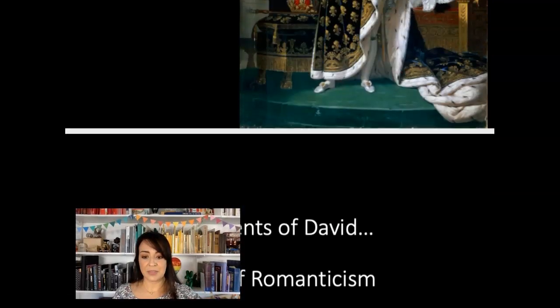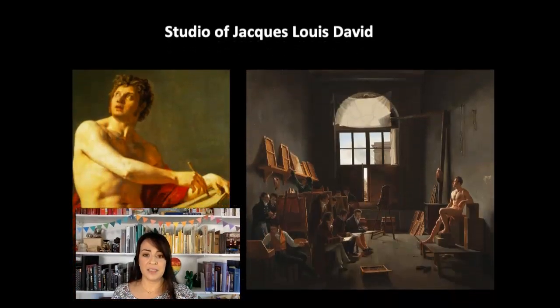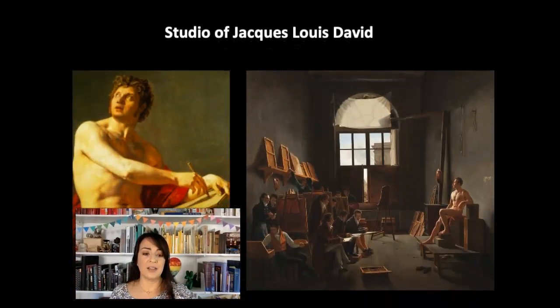What does this mean, Ms. Cortez? Well, we're going to watch this transition with the students of Jacques-Louis David. We already saw David behaving in both a neoclassic and a more passionate or romantic way. And we see his students as this bridge between the neoclassical world and the romantic world. These are two details.